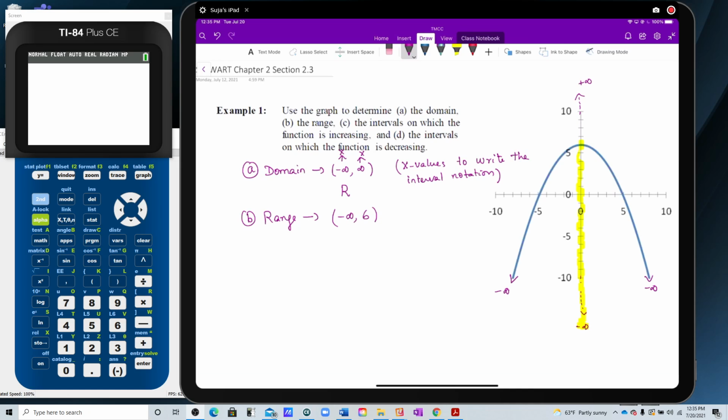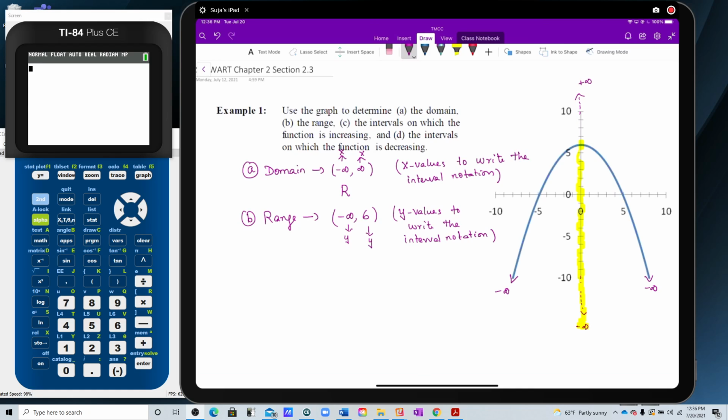It's always good to write the smaller number first and the larger number next. Again, this is the y value and that is the y value. So keep in mind, when you write the range, you're using the y values to write the interval notation. Okay, important things to remember. Okay, so the third part is asking where the graph is increasing and where the graph is decreasing.